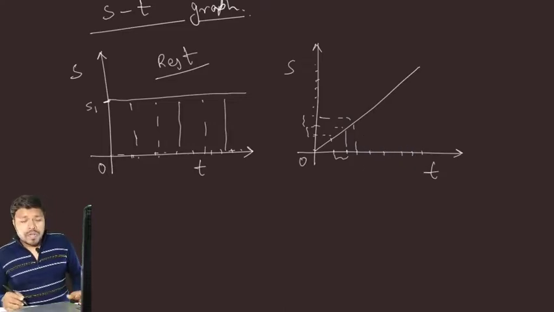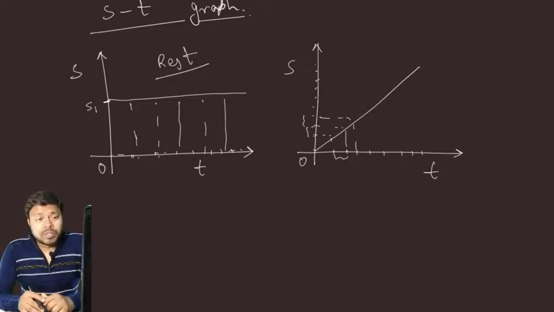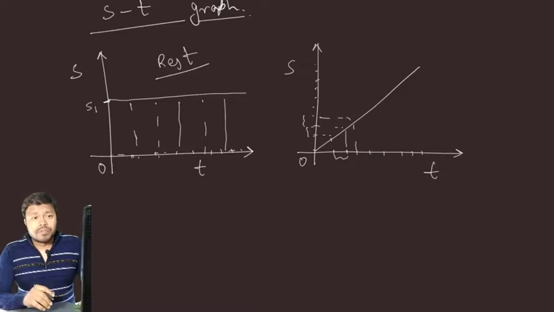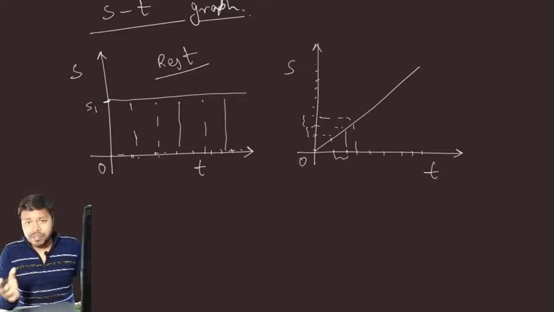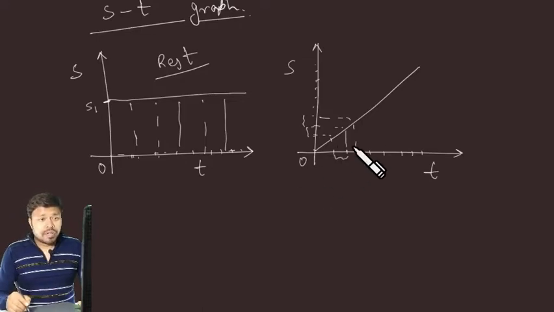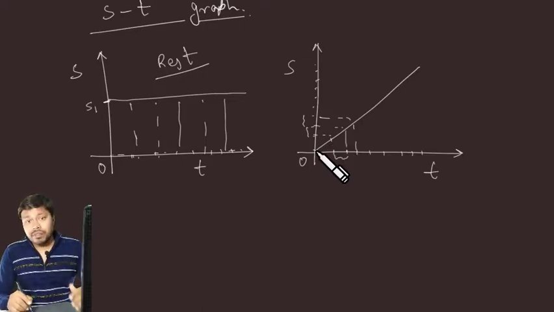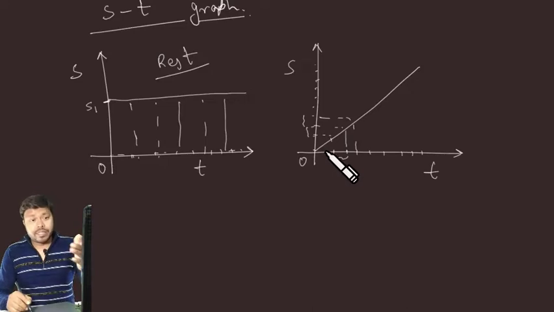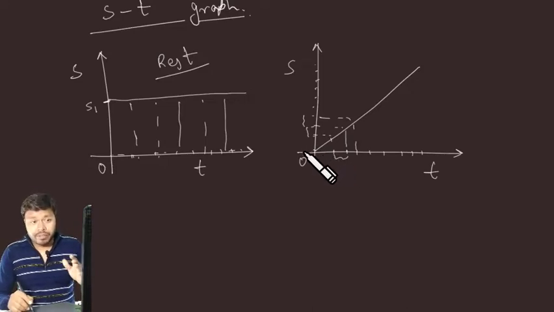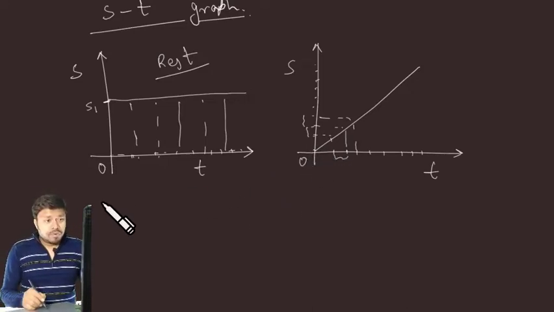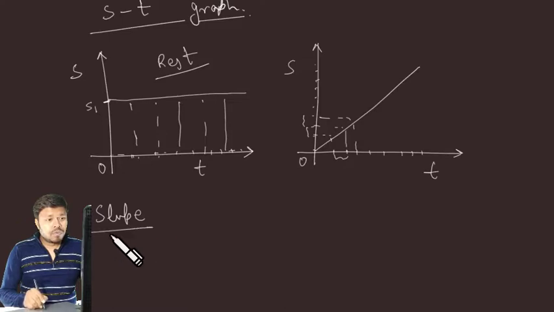Now, when a body moves in uniform motion, what happens to its velocity? Velocity remains constant, right? The velocity of the body remains constant. From the graph, how will I find the velocity? And how can I say that the velocity is constant in this graph? Alright, now we will introduce another term, which is called the slope of a graph.